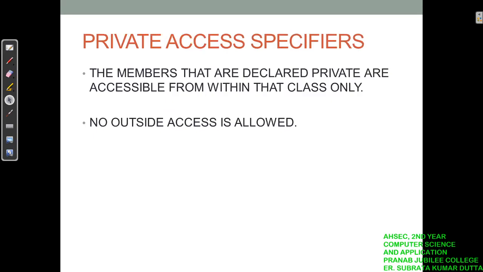And last is the private access specifier. Those members which are given the access specifier private cannot be accessed from outside the class. They can be accessed only within the class where they are declared. Outside that they cannot be accessed.